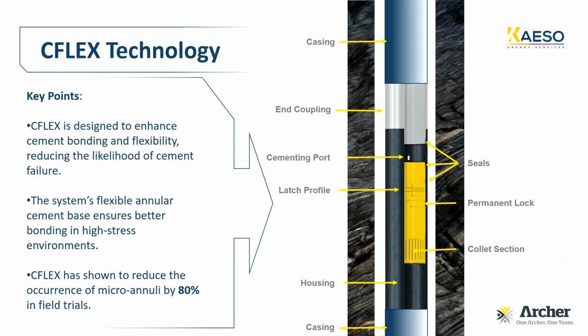So we will have access to the annulus itself. You'll see that between the port, we have seals. This is to make sure that we keep the integrity of the tool and that there will be no leakage. And then you'll see that there is a section called permanent lock in the sleeve itself. This is to give the option to the operator, the client, to permanently lock the CFLEX.